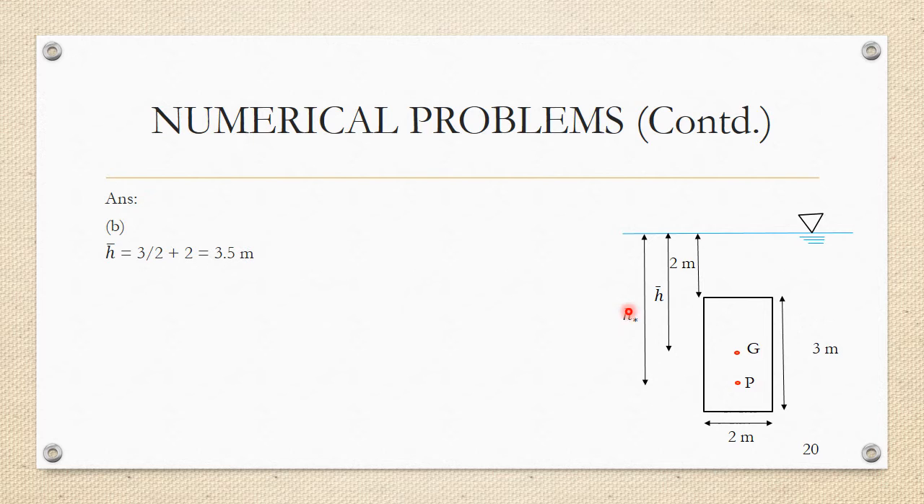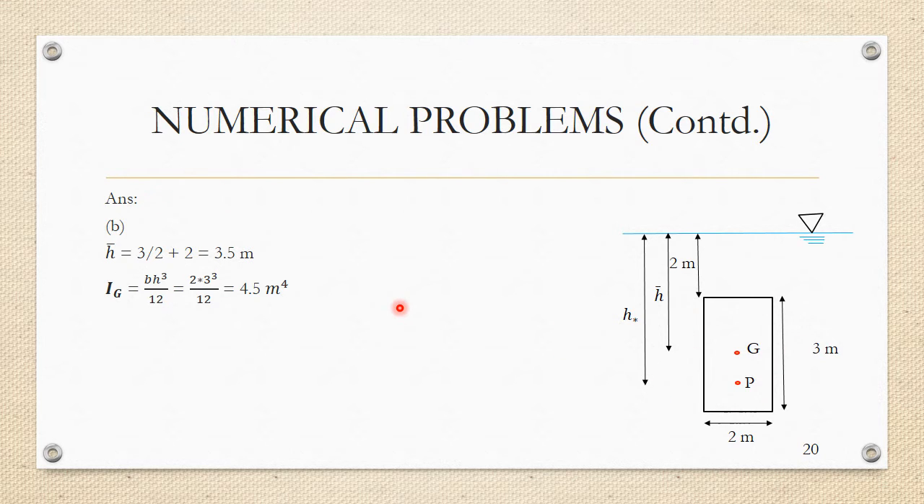So once you got H bar, everything else is the same. Area is 3 into 2, 6 meter squared, and density is 1000. Also, Ig here remains the same because it's the same lamina that we're talking about. The moment of inertia of the lamina does not change depending on the position it occupies below the free surface. It's only dependent on the dimensions of the lamina. So BH cube by 12, 4.5 meter raised to 4 remains the same, like in the previous case.